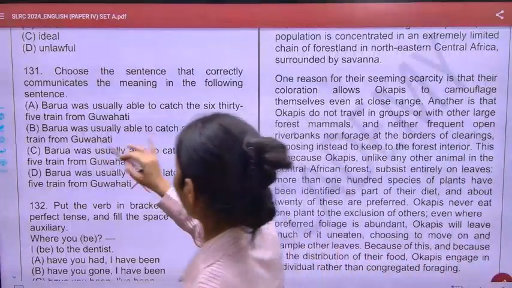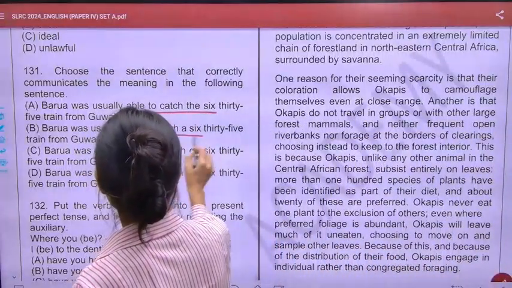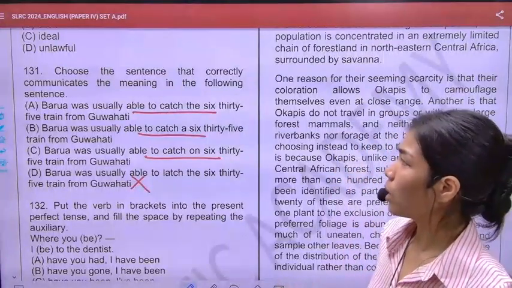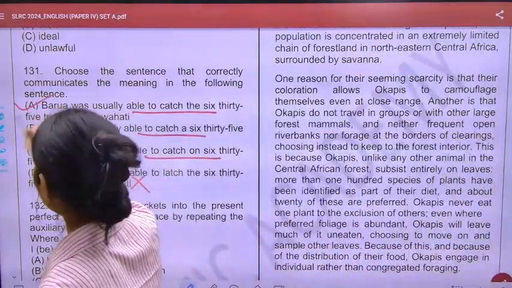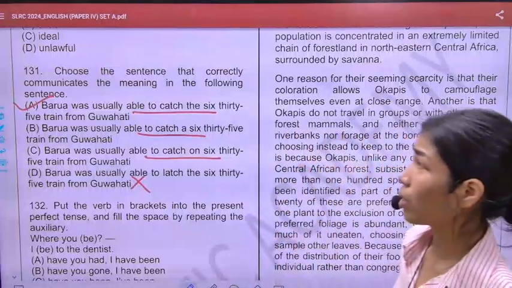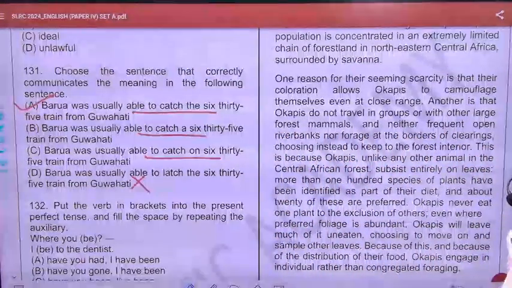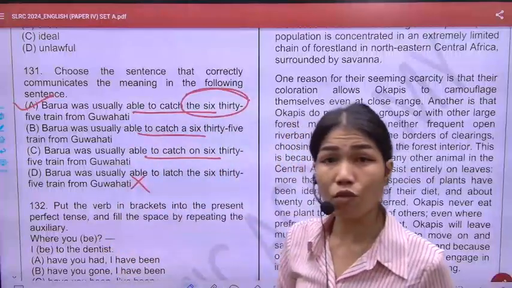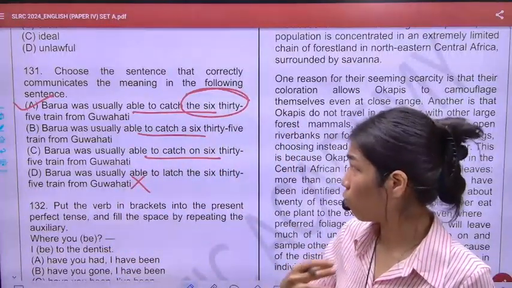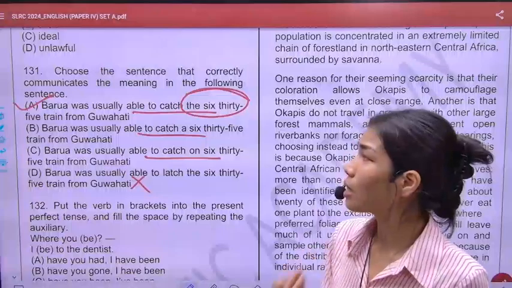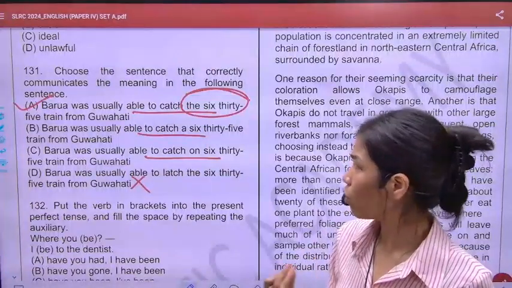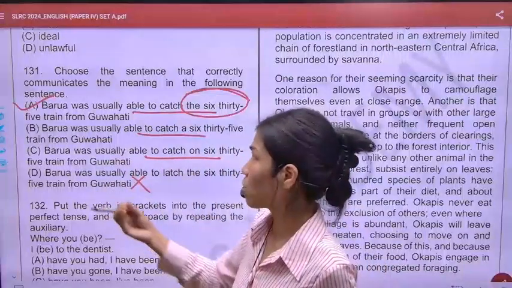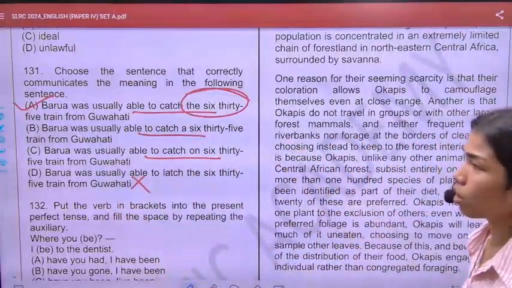Okay, so we have everything similar. Catch the, catch a, and catch on. Okay? So if we see grammatically, option number A should be correct. Barua was usually able to catch the 6:35 train from Guwahati. So we are specifying some train which leaves at 6:35 AM, or whatever PM time your train departs. He was able to catch that train. So that should be option number A.